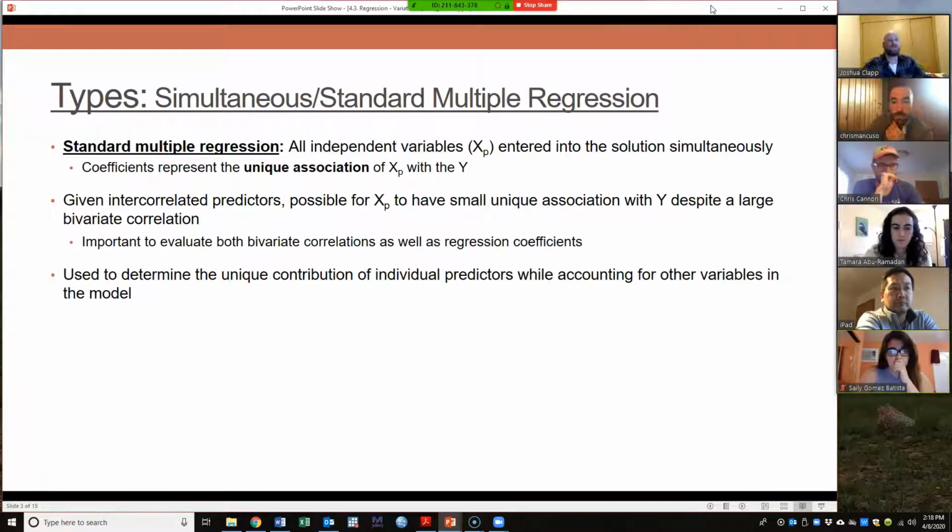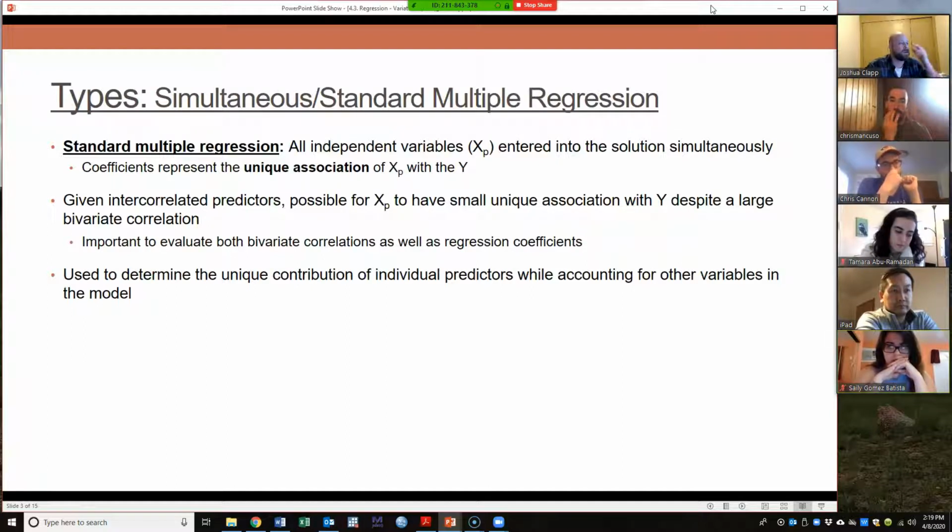All right. So the first type of model, and this is the one we've been working on to this point, you've heard or seen referred to as simultaneous regression, standard multiple regression, some of those names. The idea with a standard or simultaneous multiple regression is that all of our explanatory variables, our independent variables, our predictors, whatever you want to call them, are loaded into our model simultaneously. Okay, so all of the variables go in, and our final table gives us a set of coefficients representing the unique association of the predictor with the outcome.